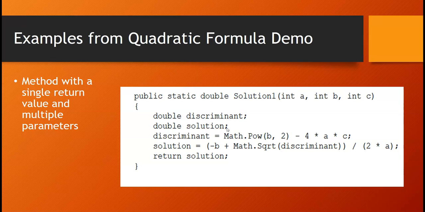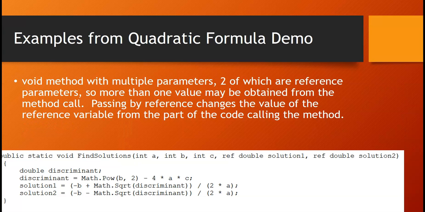Please note that I declare a local variable here, 2 local variables actually, discriminant and solution, and then I return solution. When this method finishes executing, all of the variables that are declared inside here, a, b, c, discriminant, solution, are no longer in existence. They go out of scope, is what we say. Now, there is an A, B, and C back in our main program that we will use. Those are technically separate variables than the ones that are declared here locally to solution 1.